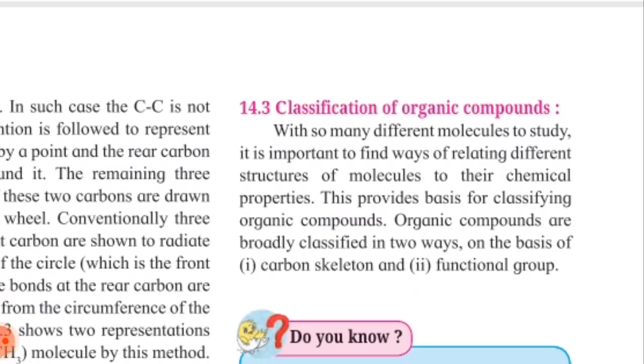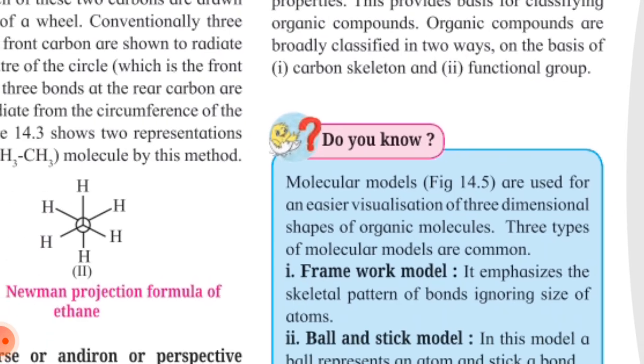Classification of organic compounds. With so many different molecules to study, it is important to find a way of relating different structures of molecules to their chemical properties. This provides a basis for classifying organic compounds. Organic compounds are broadly classified in two ways: on the basis of first, carbon skeleton, and second, functional groups.